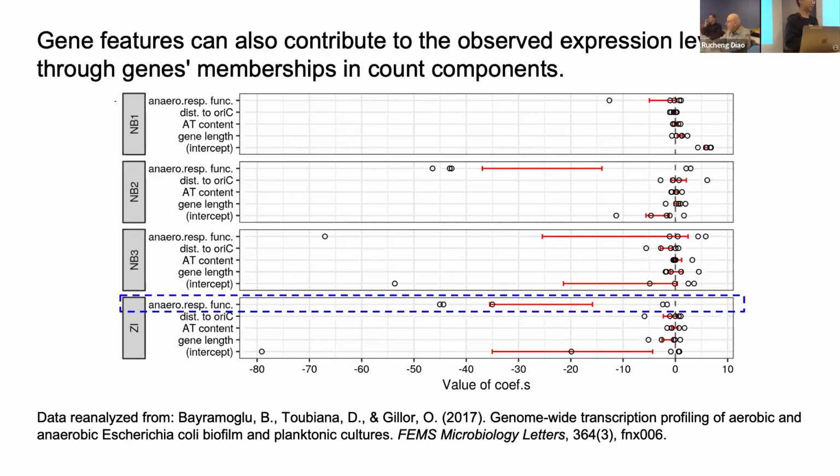Jeremy? Rucheng, I'm sorry, you may have covered this. How are you dealing with the potential issues of identifiability that could seem to me clearly arise here? Like if negative binomial component 3 shifts an estimate downward, 2 could just shift it upward.